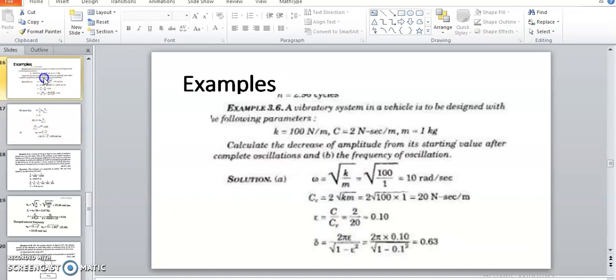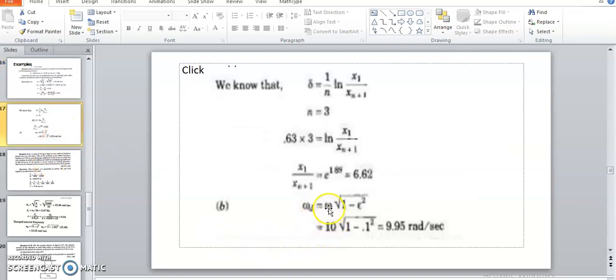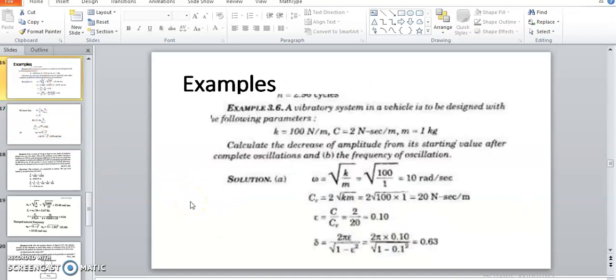So the frequency of oscillation is nothing but omega, and here it is a damped case. So we require to calculate omega d. This omega d is nothing but omega n into square root of 1 minus zeta square. This omega n you already calculated as 10. Square root of 1 minus zeta square also you calculated. So omega d is equal to this one, and you will get this answer.